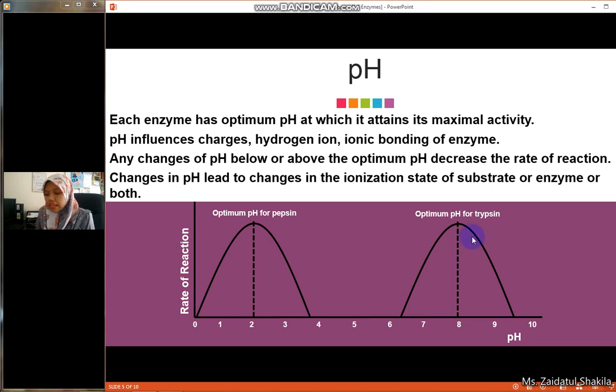Look at the graph. You see that there is a sharp decrease in the rate of reaction because pH will influence the charge of the amino acids in the active site, and of course the hydrogen ion concentration and the ionic bonding of the enzyme. Any change of pH below or above the optimum pH will decrease the rate of reaction, and changes in pH lead to changes in the ionization state of the substrate or enzyme or both.